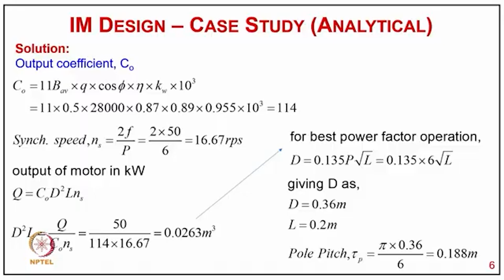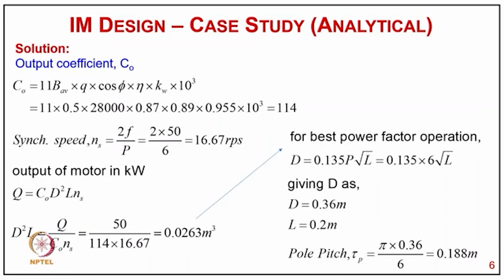Coming to the calculation of the output coefficient, 11 B average q into cos phi into eta into 10 power minus 3, it comes to 114. Then we have the synchronous speed, in revolutions per second it is 2f upon p, or in RPM it is 120 f by p. Because the frequency is 50 Hz and the number of poles in this machine is 6, it is 2 into 50 by 6, so it comes to 16.67 revolutions per second.